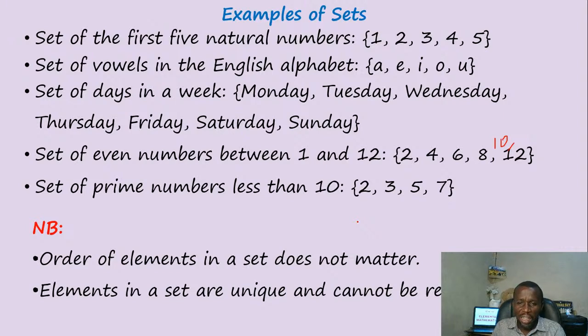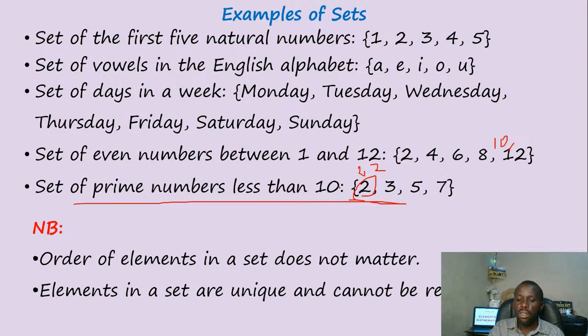Definitely you can't have two fathers. It's only one. Then let's go back to this example for the set of prime numbers less than 10. We can't write 2 twice. It's not possible. You only write it once, so you cannot repeat that.